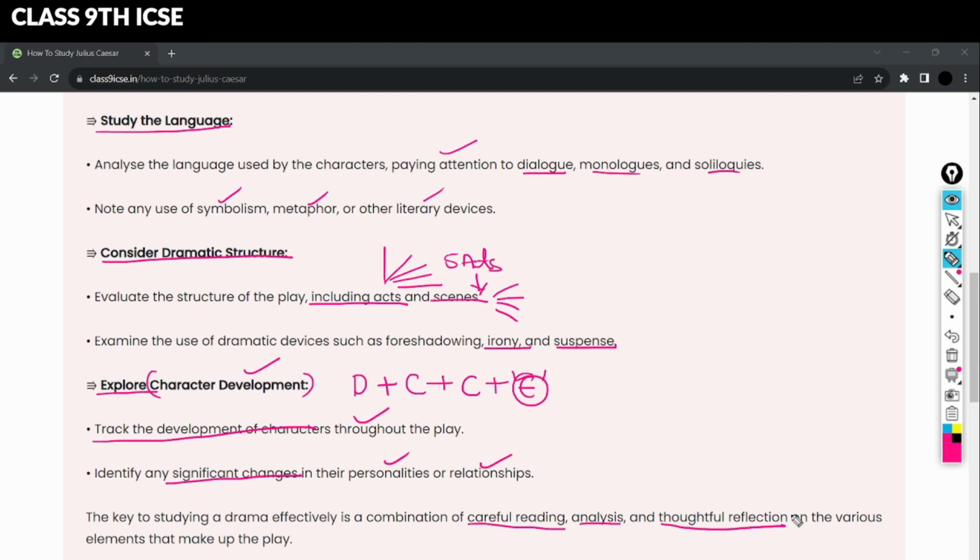So I really hope that this video helps you all to understand how to read this play. In the very next video, I'll be giving you the overview of Julius Caesar.